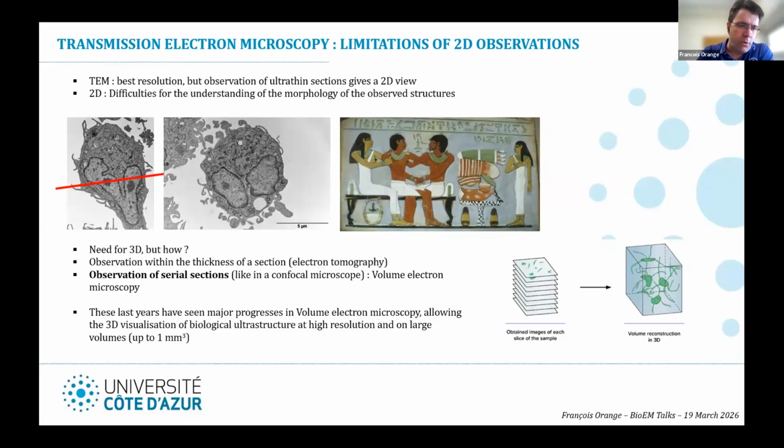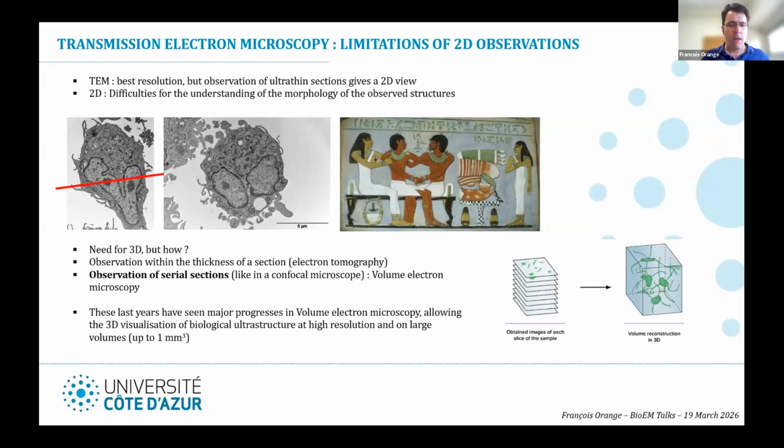I'll give an example, for example, of a macrophage. If you have a section along the red line, it might give the feeling that you have 2 nuclei. Well, actually, it's only 1. So we need 3 dimensions, but how? You can observe within the thickness of a section, that's electron tomography, or you can observe, like a confocal microscope is doing, serial sections, and then you will get into volume electron microscopy.